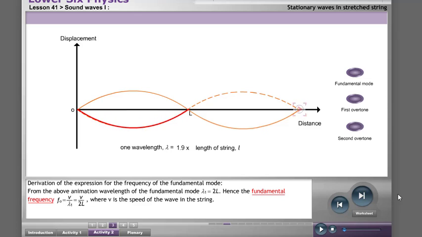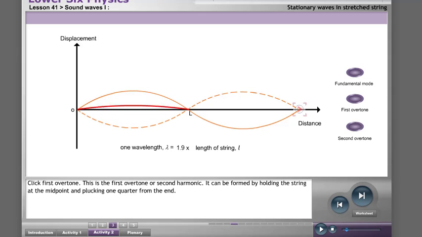Derivation of the expression for the frequency of the fundamental mode. From the above animation, wavelength of the fundamental mode lambda 1 equals 2L. Hence, the fundamental frequency F0 equals V over lambda 1, which equals V over 2L, where V is the speed of the wave in the string.